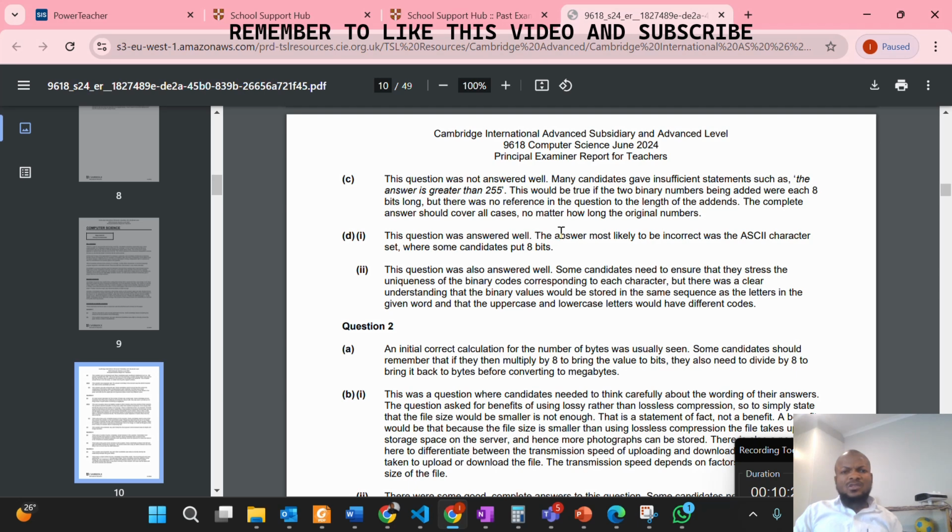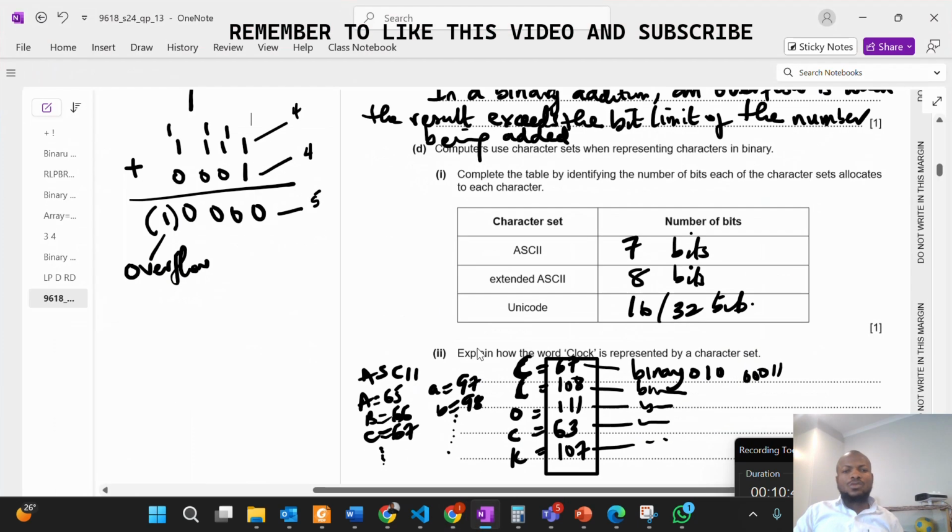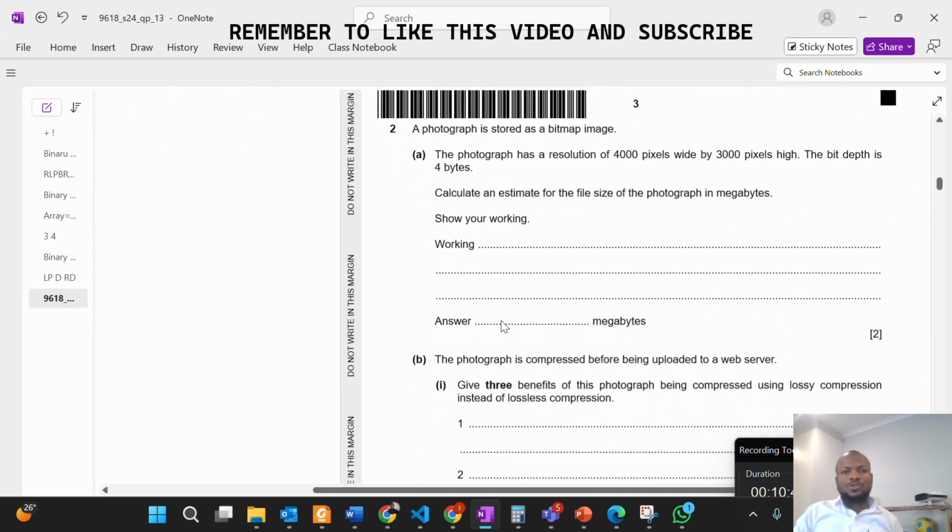Okay, the answer most likely to be incorrect was the ASCII character set, where some candidates put 8 bits instead of 7 bits. And for II, the answers were also answered well. Generally, the questions were answered well. So let's move to answering questions on question 2, so we can move forward from there.